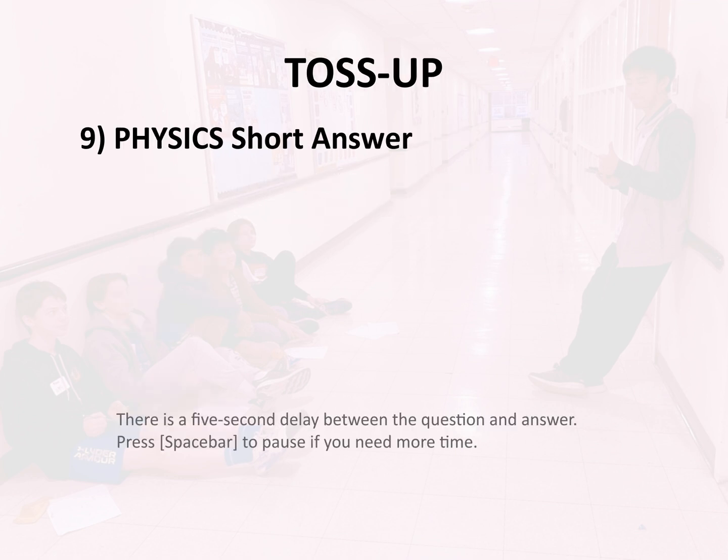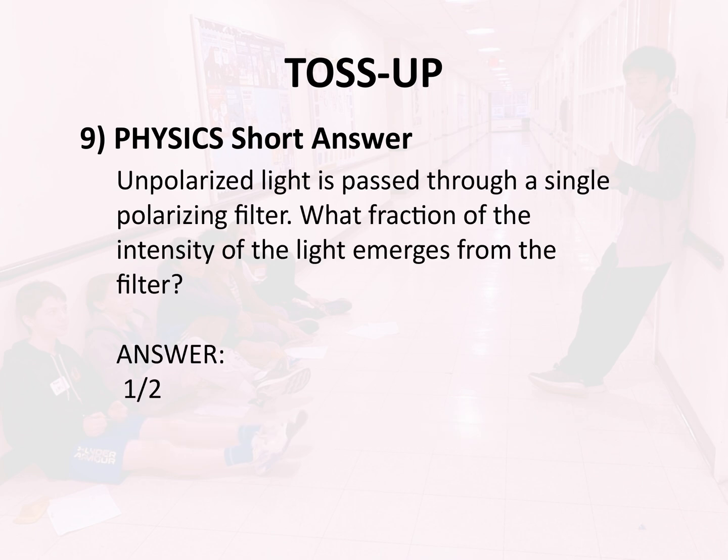Toss-up 9. Physics. Short answer. Unpolarized light is passed through a single polarizing filter. What fraction of the intensity of the light emerges from the filter? Answer. 1/2.